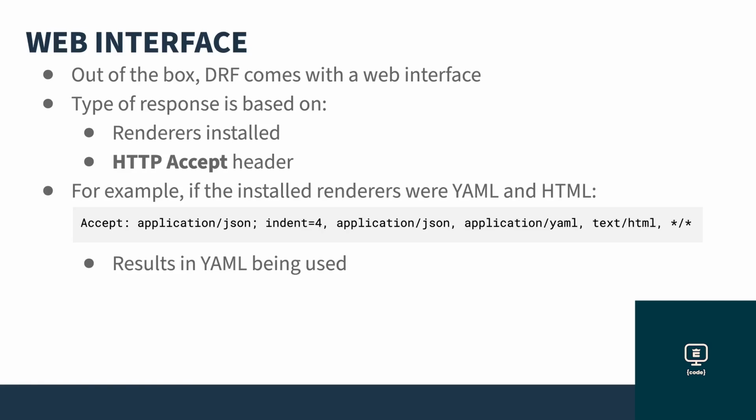matches that accept string. Up until now, when I've been using curl in the demonstration, curl by default accepts star slash star, so it hits the first renderer installed, which by default is the JSON renderer.